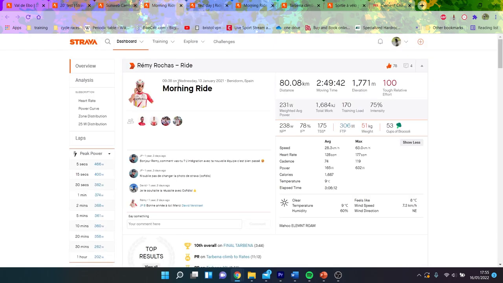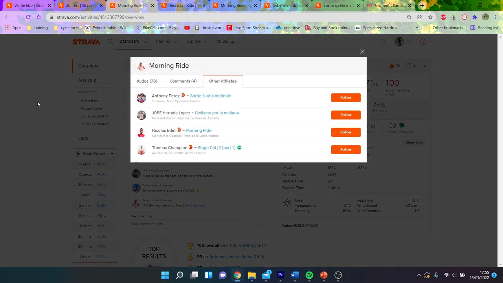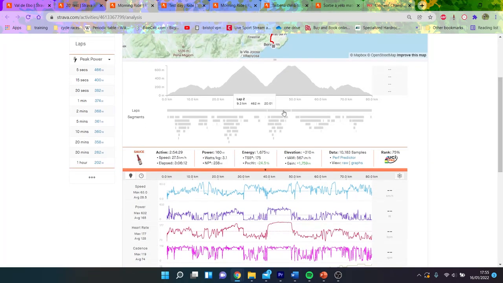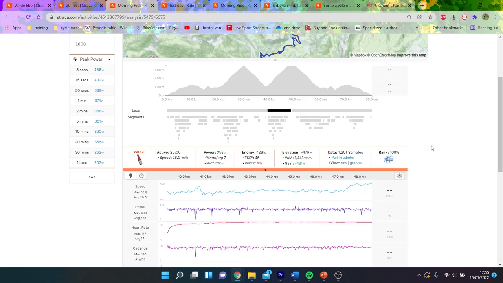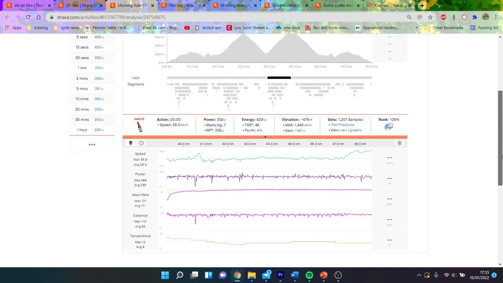So we can then go into Remy Rochas as well. This was a Cofidis training camp, where they did some good numbers as well. And he was 51 kilos is what the internet says. He did about 7 watts per kilo for 20 minutes, which is just crazy, which may not be 100% accurate. It's always hard to tell.